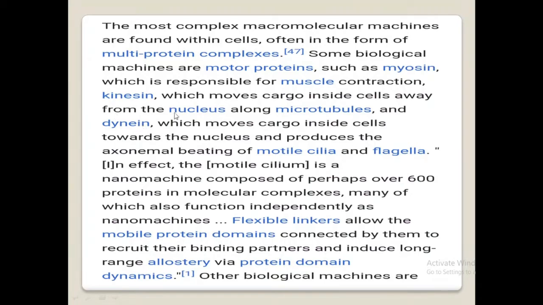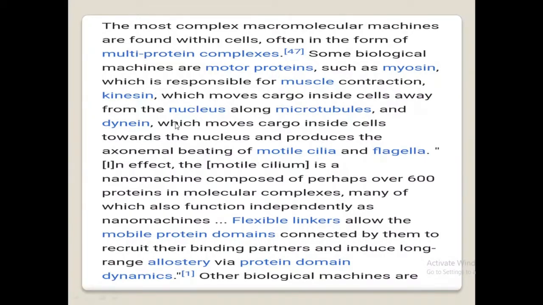Kinesin is another protein, which moves cargo inside cells away from the nucleus, along microtubules. Microtubule movement we have seen in the previous diagram. Along with microtubules, this kinesin moves. And the dynein arm moves cargo inside cells towards the nucleus and produces the axonemal beating of cilia and flagella. The dynein arm is there in cilia and flagella. Cilia and flagella are useful for the movement, or motile nature, of bacteria. For the movement of anything, cilia and flagella are there.